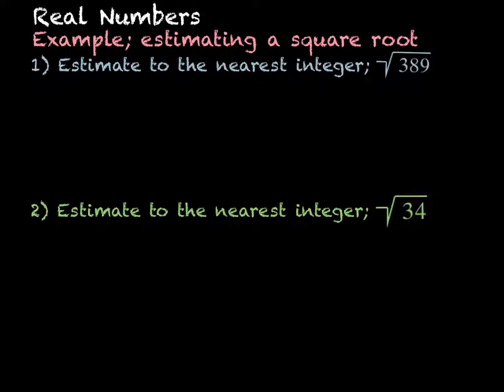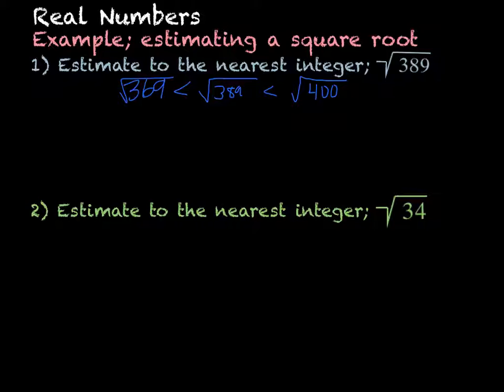So what we're going to be looking for is two roots that the square root of 389 falls in between. 389, and what is it smaller than and what is it bigger than? So if we look for our perfect squares that are close to this number, we should be able to continue our perfect square list, and we should see that 400 is a perfect square, and also 369 is a perfect square.